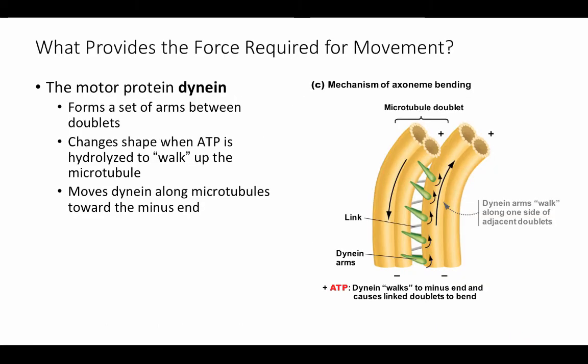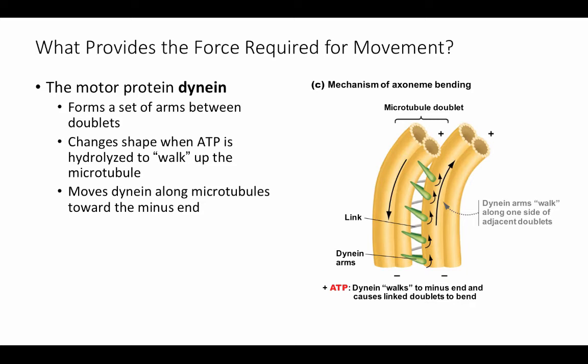So what provides the force required for this movement? How does this bending of cilia and flagella occur? So this is going to be due to a motor protein called dynein. So the dynein forms a set of arms that create links between the doublets around the outside of the microtubule. So similar to the other motor proteins we've seen, it changes shape when ATP is hydrolyzed to walk up the microtubule.